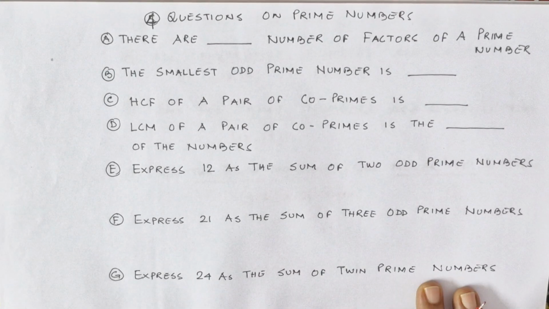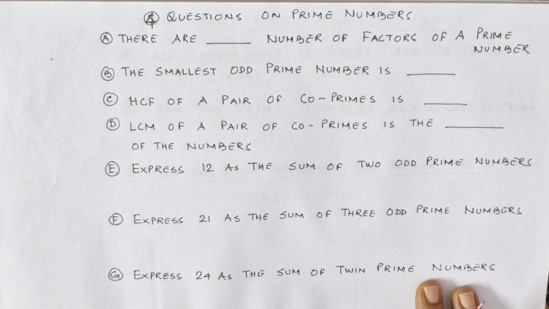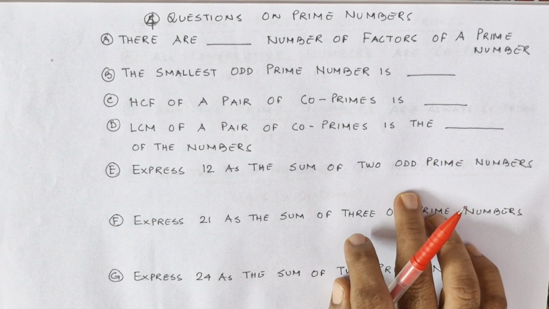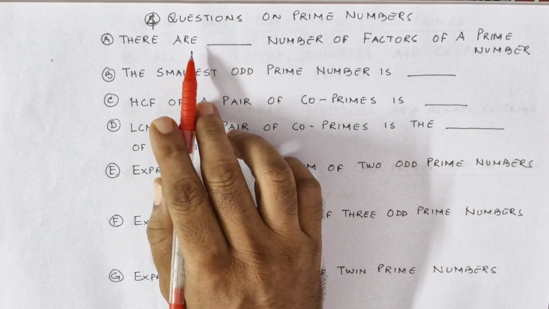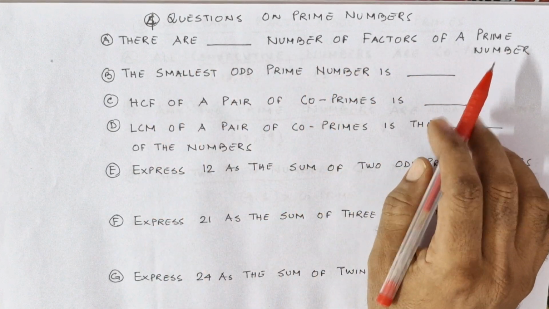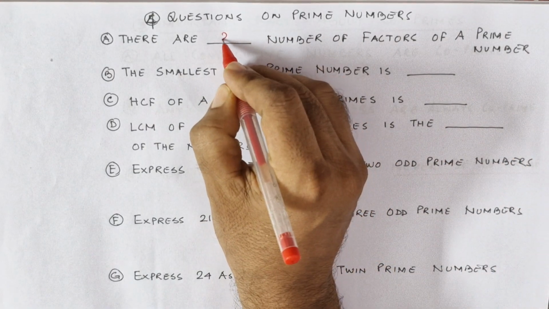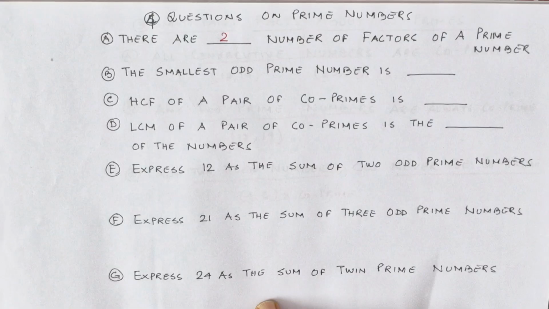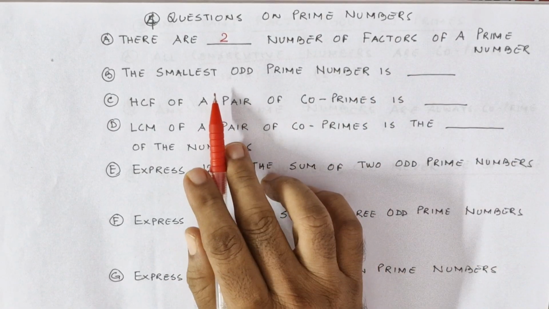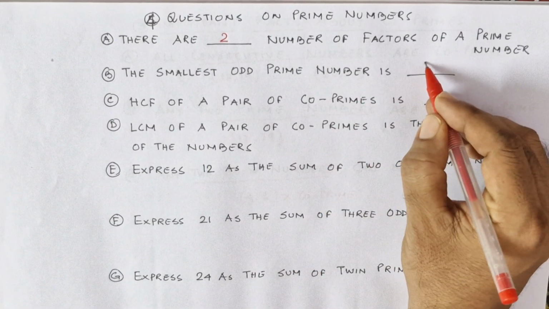So let's come to a few questions that you might face on prime numbers. So let's come to the first question. The first question is, there are dash number of factors of a prime number. So it is evident as far as we know. We have learned that there are only two factors, the 1 and the number itself. The smallest odd prime number is 3.